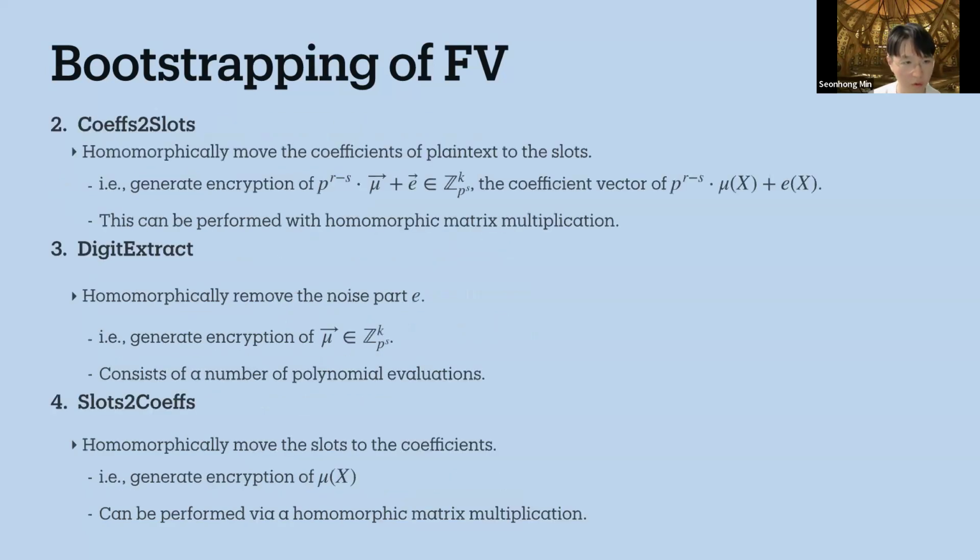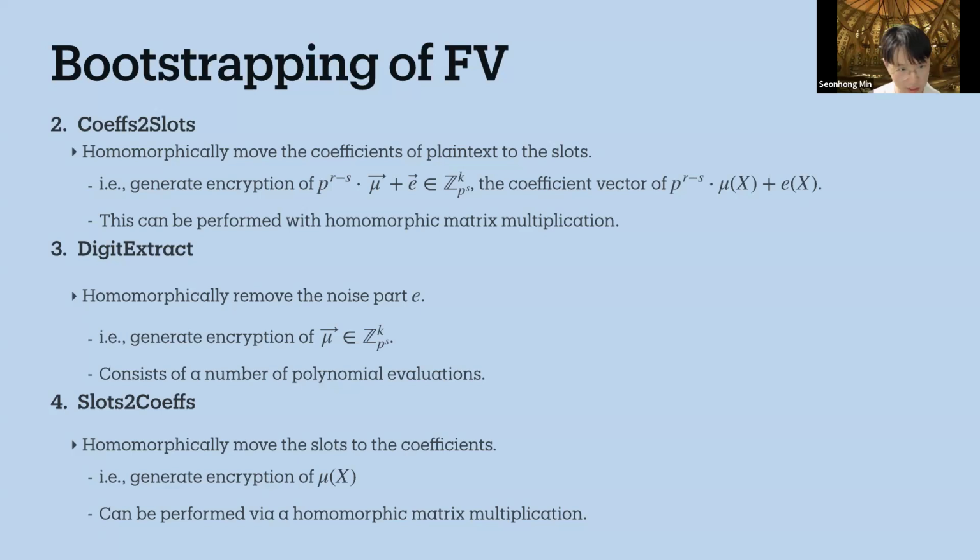Now we have the coefficient to slot step. In this step, we homomorphically move the coefficients of the plaintext to the slots. See that the rounding error is added to the coefficients. We have to move the coefficients to homomorphically remove the noise during the digit extract step, which comes later. This can be performed with homomorphic matrix multiplication.